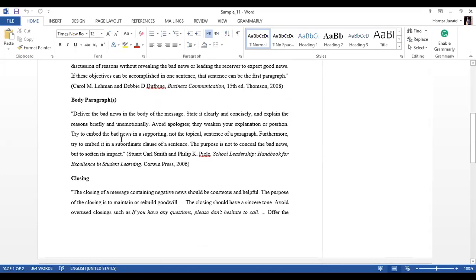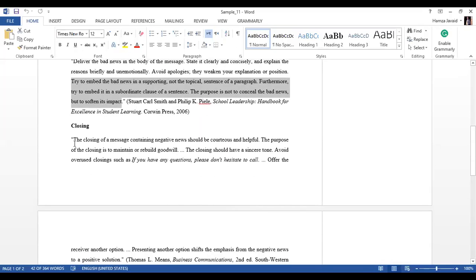Now in the body, we want to deliver the bad news clearly and concisely, and explain the reason briefly and unemotionally. Avoid apologies, they weaken your explanation of position. Try to embed the bad news in a supporting, not topical, sentence or paragraph. Furthermore, try to embed it in a subordinate clause of a sentence. The purpose is not to conceal bad news, but to soften its impact. So you give a reason, basically, when you are apologizing.